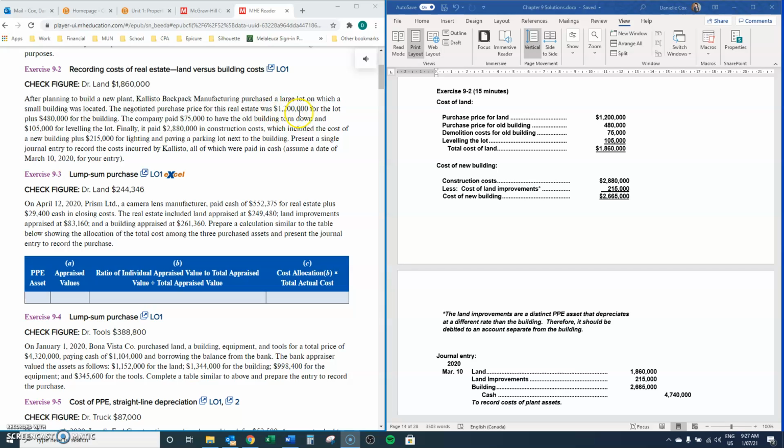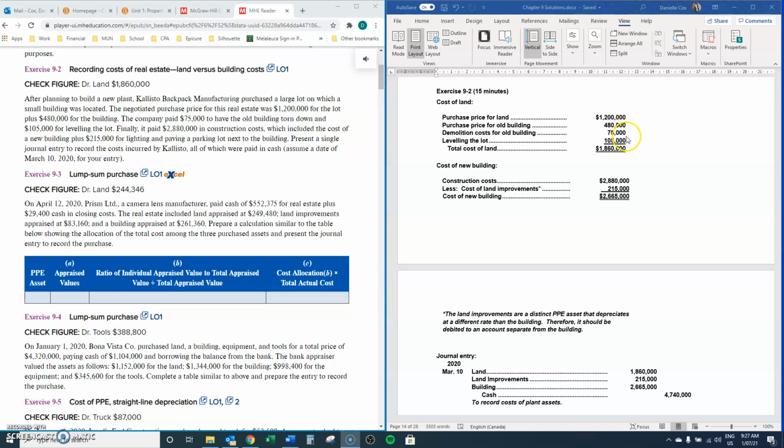So we're going to have the cost of the land and then the cost of the new building that they're constructing. So when we look at the cost of the land, we are going to include $1.2 million for the lot. That's the price of the land. They paid $480,000 for the building, but they're tearing this building down, but that's still included in the cost of the land that they're purchasing, so the purchase price for the old building.